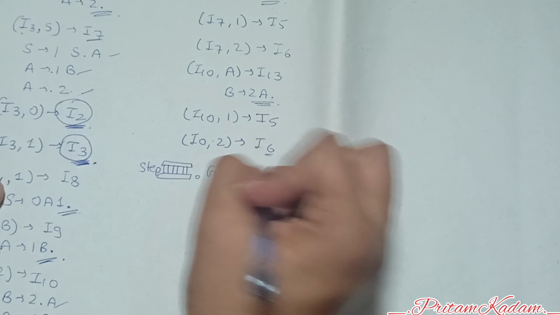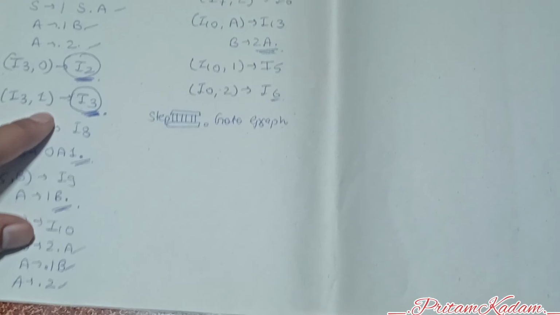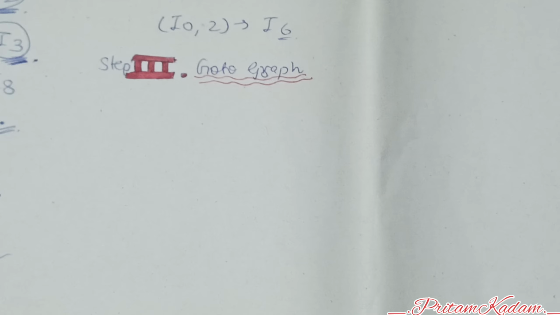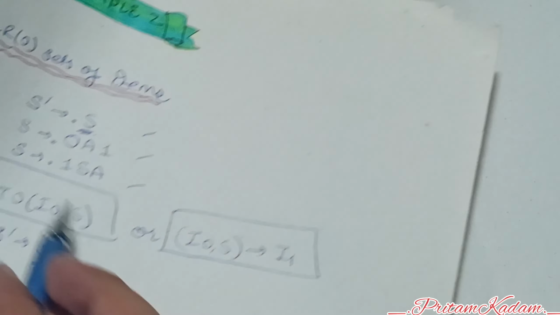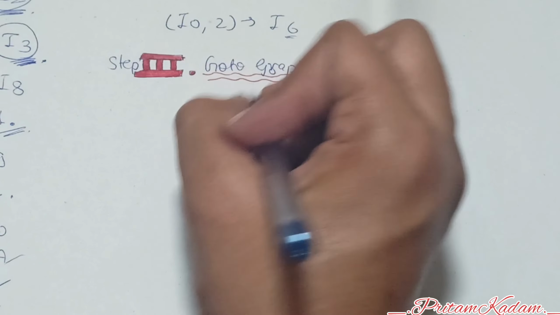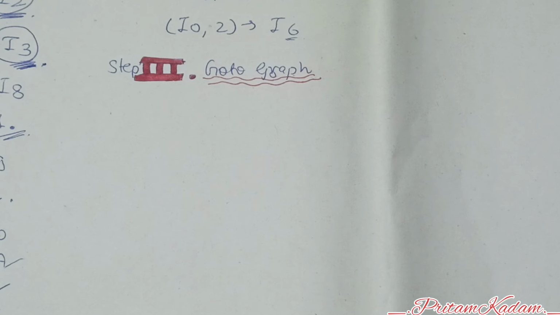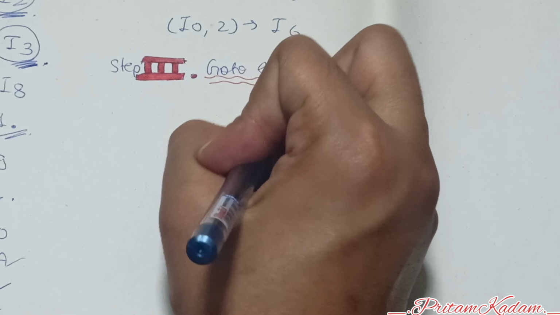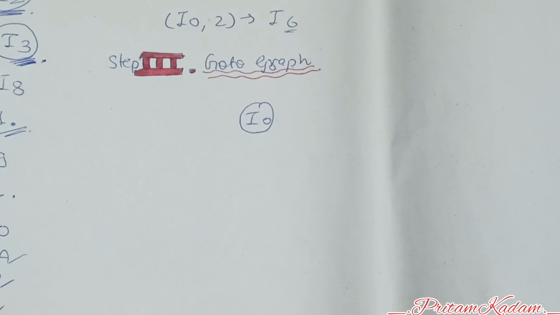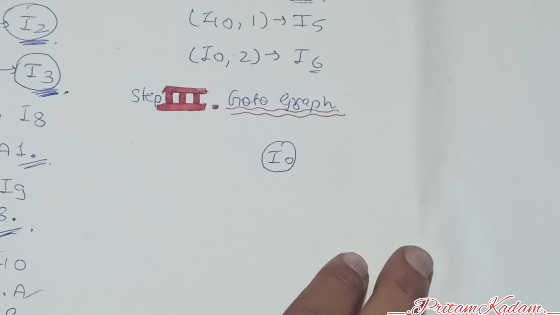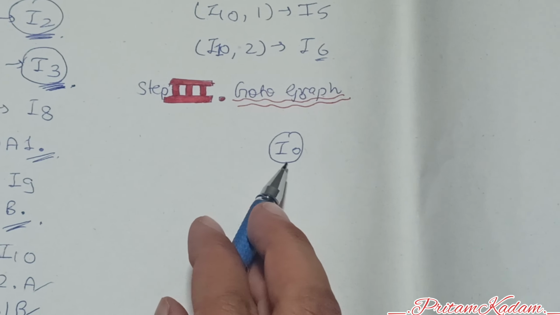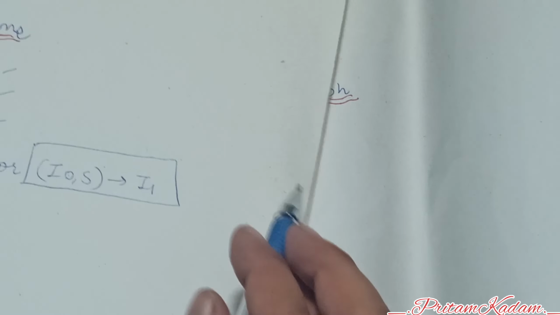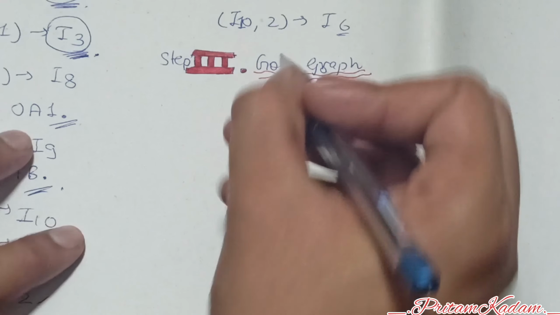Let me zoom it. So for the goto graph, first of all we have the starting symbol, and then I'll write the state which it produces, and with the help of which non-terminal or terminal, above the arrow. So first of all the I0 state. Now on passing S we got the I1 state. Like this, I0 on S goes to the I1 state.